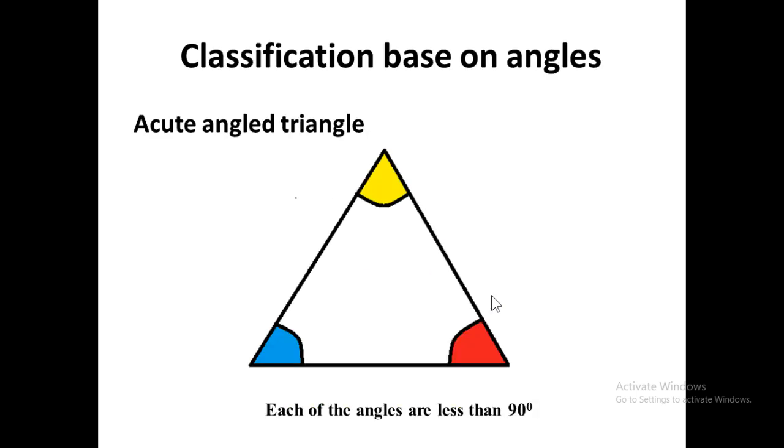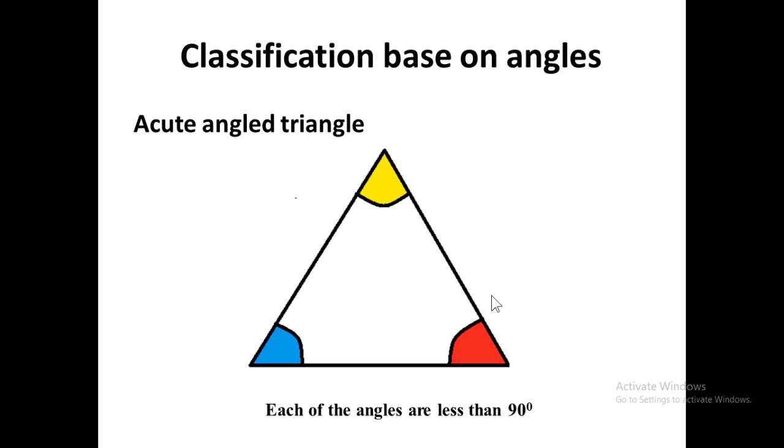Also, we can classify triangles based on the angles the triangle possesses. You can name a triangle based on the angle it possesses. The one we were just talking about is based on the sides the triangle possesses. Now we can also name the triangle based on the angle it possesses. The first one is the acute angle triangle.